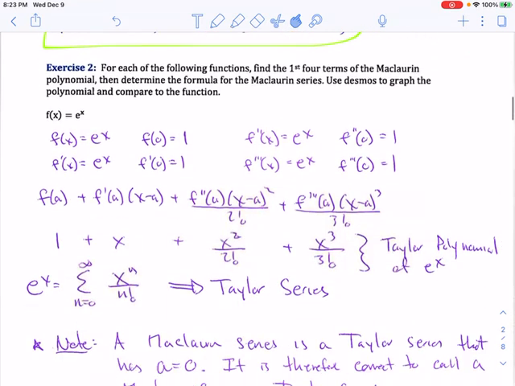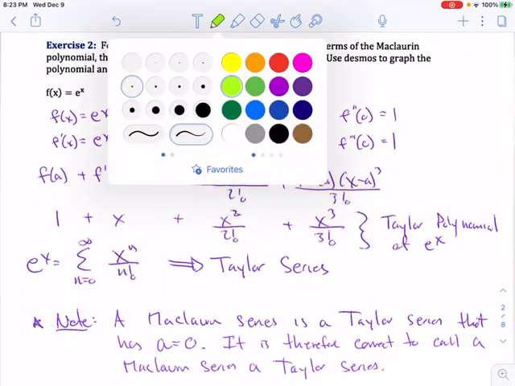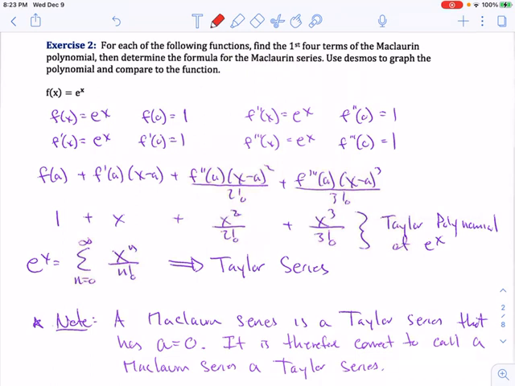Next up, in exercise 2, we want to expand this just a little bit. We want to write out the first 4 terms of the Maclaurin polynomial. Remember, the Maclaurin polynomial means that we are centered at a equals 0. A Maclaurin polynomial, once again, is a Taylor polynomial specifically centered at a equals 0. Then we want to find the formula for that Maclaurin polynomial, and that will be the Maclaurin series. And then I'm going to leave it up to you to use Desmos to graph the polynomial and compare it to the function. I've already done a video on this that I hope you take a look at.